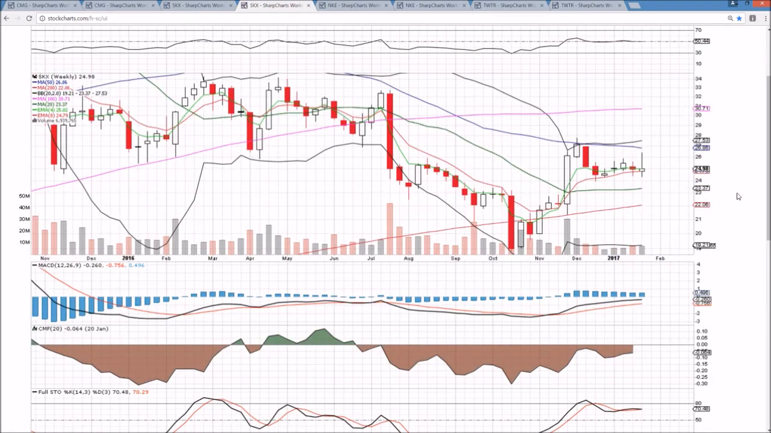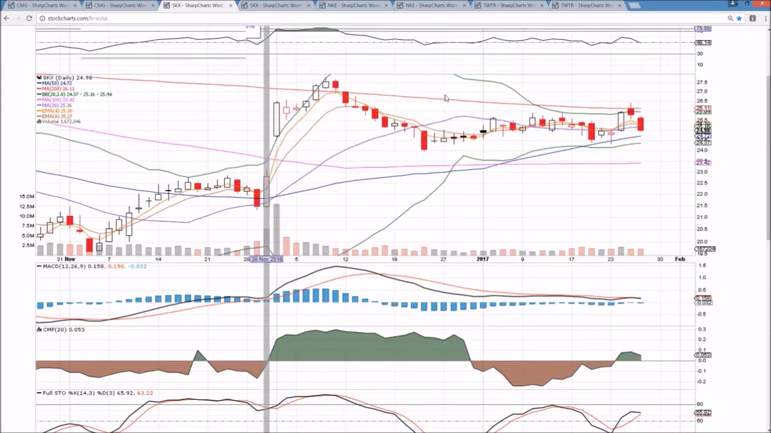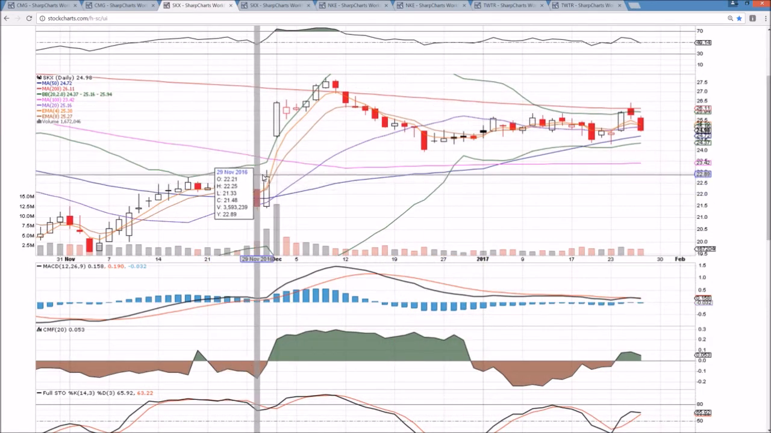Big upper wick of profit taking on the weekly time frame. Not nearly as strong as we looked just a day or two ago. So the bears are taking back over. And if we lose this higher low pattern on the daily, we're still watching this gap down at 23.09.